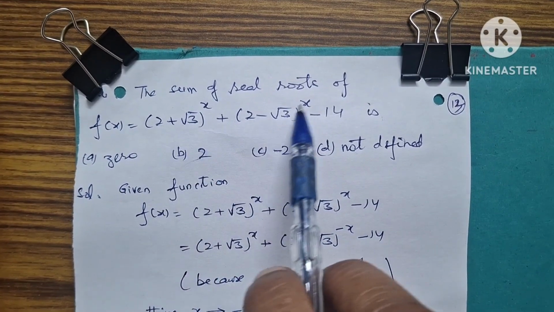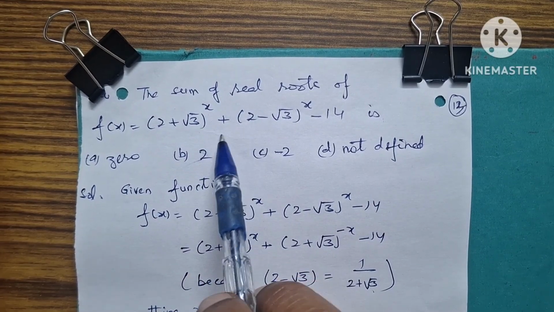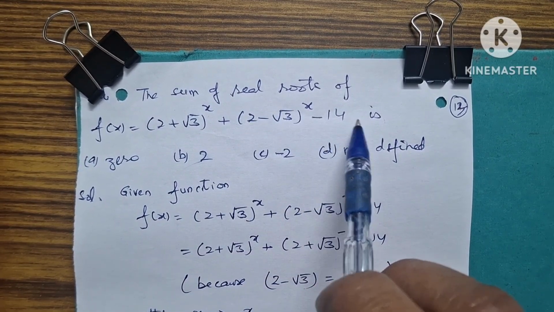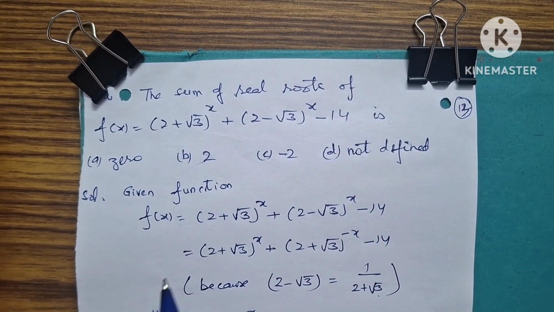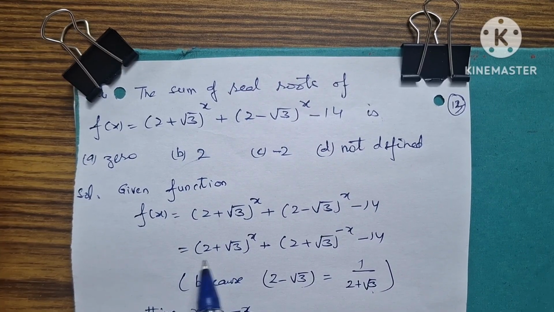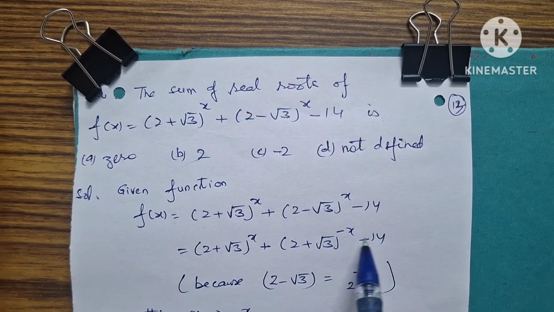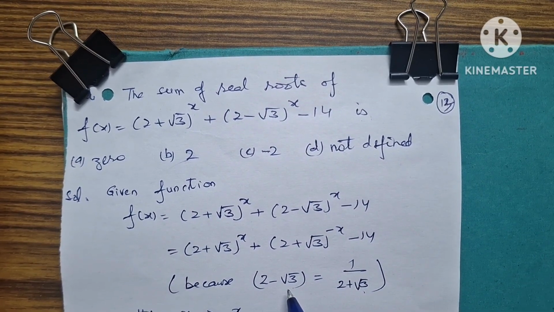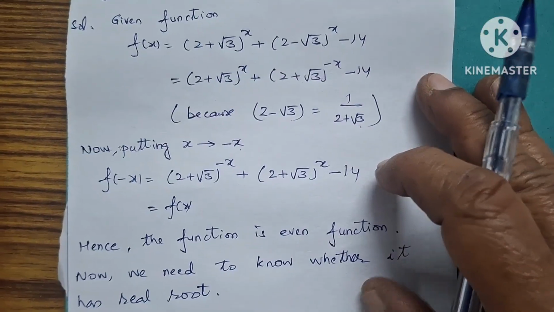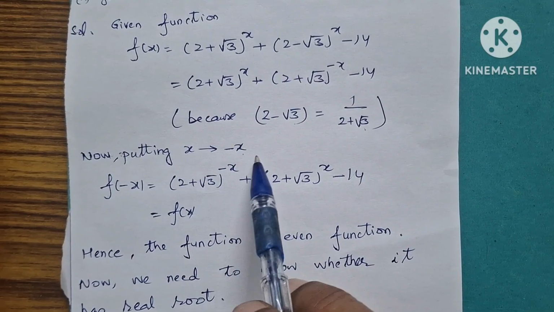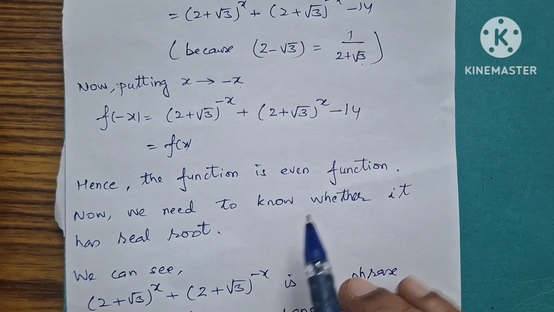Next question. The sum of real roots of f(x) equals (2 plus root 3) raised to power x plus (2 minus root 3) raised to power x minus 14 is 0, 2, minus 2, not defined. The given function can be written as (2 plus root 3) raised to power x plus (2 plus root 3) raised to power minus x minus 14, because 2 minus root 3 and 2 plus root 3 are reciprocals of each other. Putting x to minus x, f(-x) becomes equal to f(x). Hence the function is an even function.